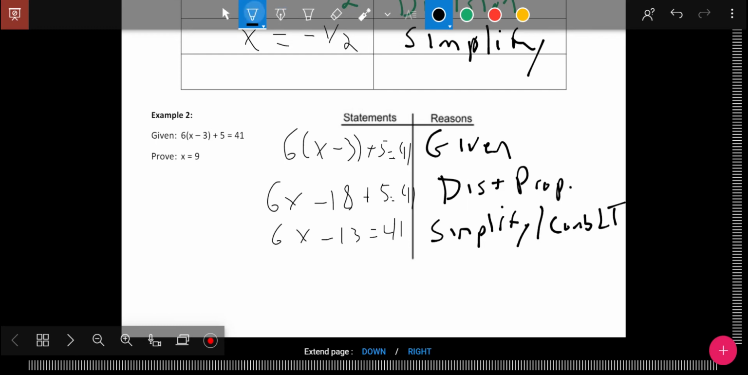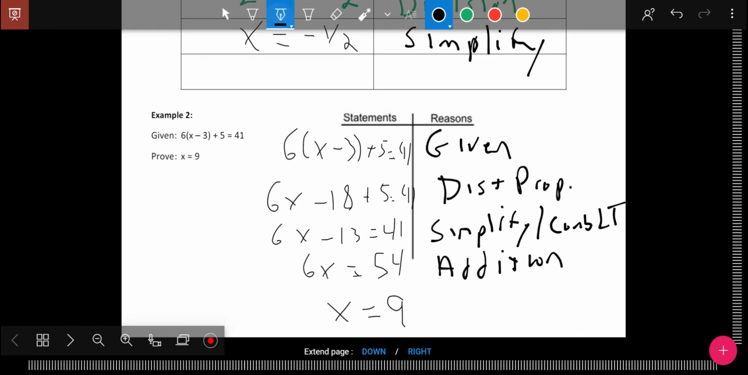All right. Now I'm going to add the 13 over. So I get 6x equals 54. Now I didn't show my work this time. I didn't write the plus 13, so I'm not going to write addition and then simplify, because I didn't show work. I'm just going to say what I did, which is addition. I just added 13 to both sides. And now again, I could write divide both sides by 6 and solve it, but I'm just going to divide by 6. So x equals 9.